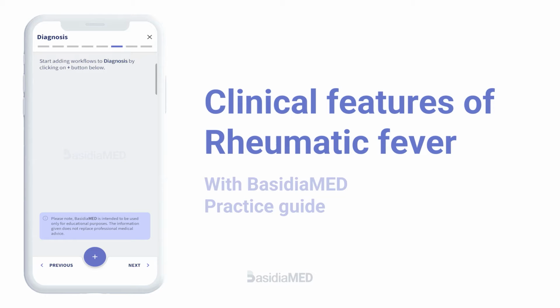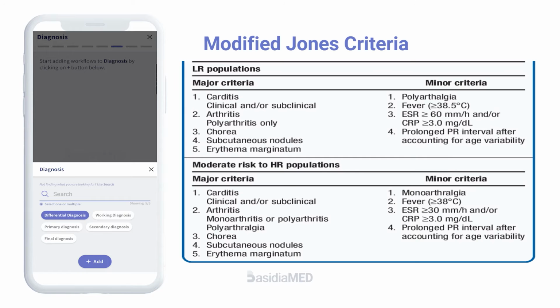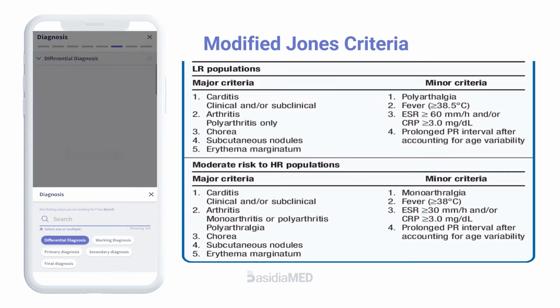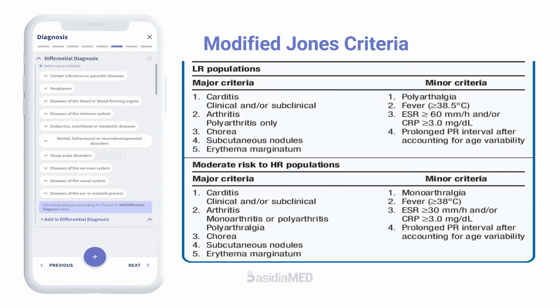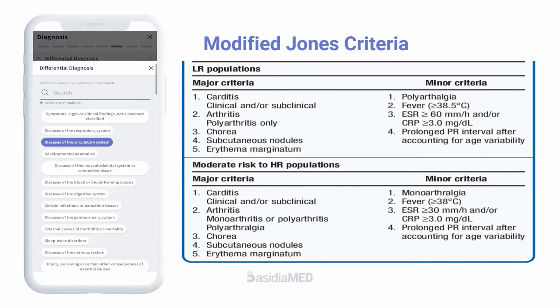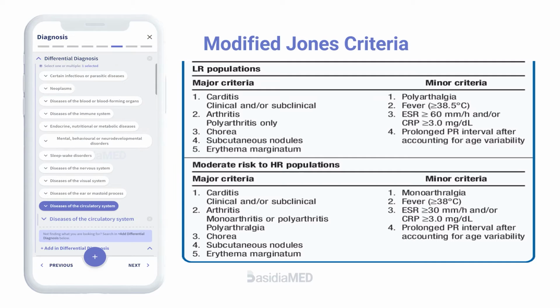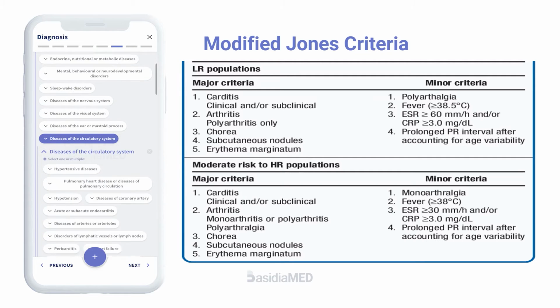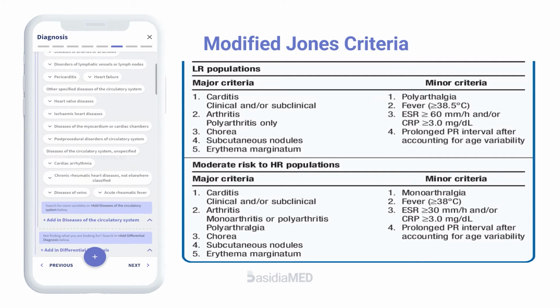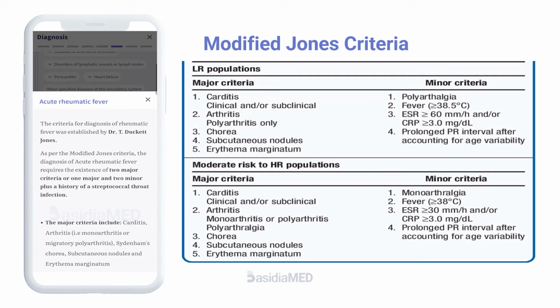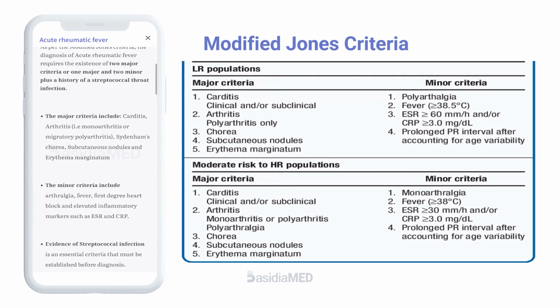Clinical features of rheumatic fever. The criteria for diagnosis of rheumatic fever was established by Dr. T. Duckett Jones. As per the modified Jones criteria, the diagnosis of acute rheumatic fever requires the existence of two major criteria or one major and two minor, plus a history of a streptococcal throat infection.